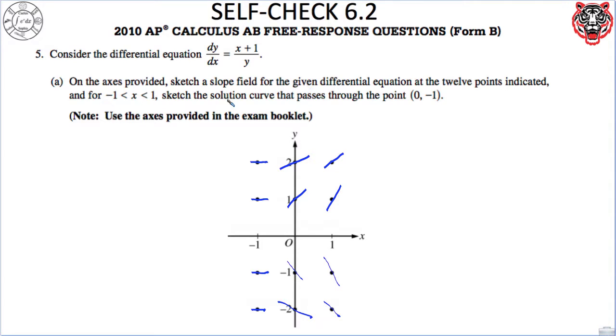We did the slope field, and now we're doing the second part. For this part, between negative 1 and 1, so still on this x-axis, we need to sketch the solution curve that passes through the point 0, negative 1. So we're starting with this point here.